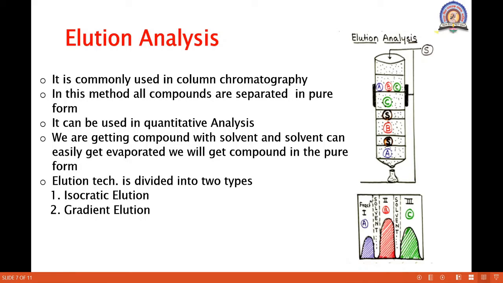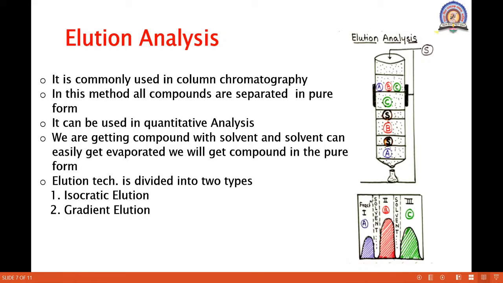We are getting the compound along with the solvent and we know that solvents evaporate easily and we will get the compound in the pure form. That's why we get a compound in the pure form. Hence, this technique is most commonly used in column chromatography.